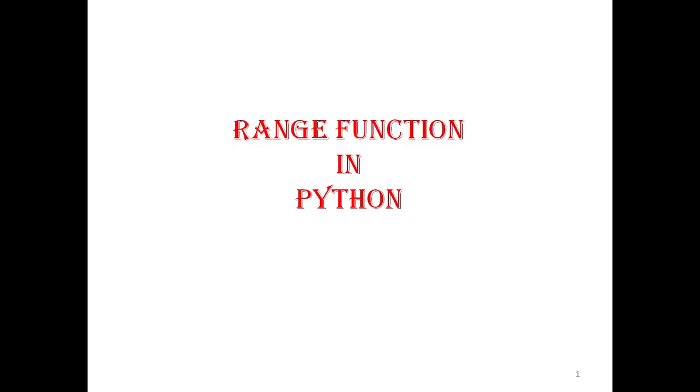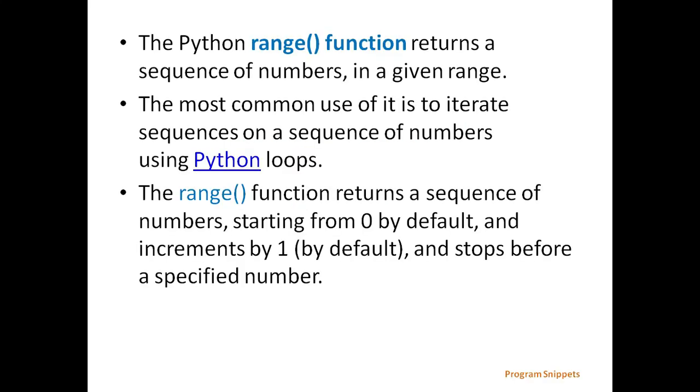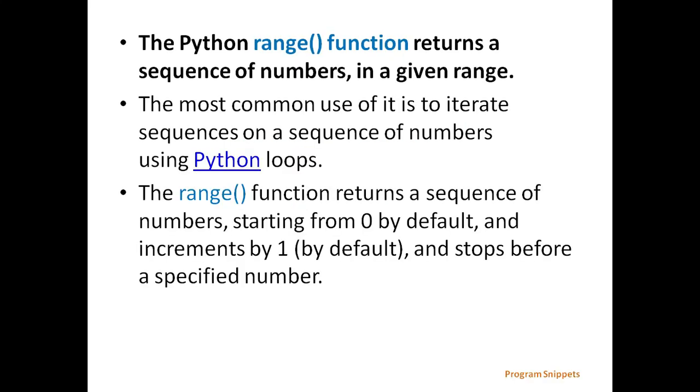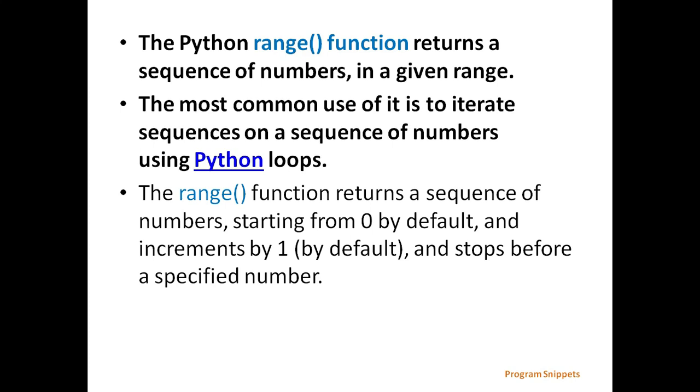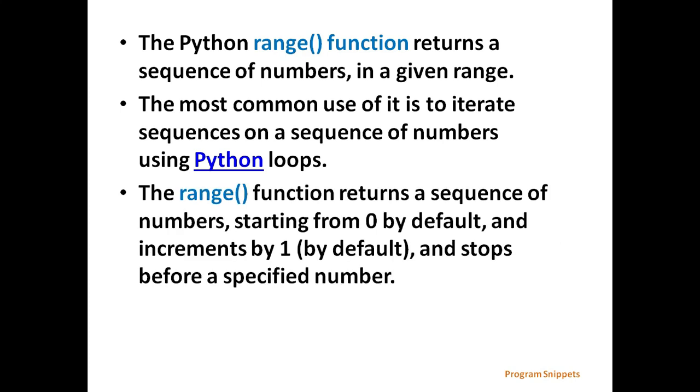Here we will see the range function in Python. The Python range function returns a sequence of numbers in a given range. The most common use of it is to iterate over a sequence of numbers using Python loops. The range function returns a sequence of numbers starting from 0 by default and increments by 1 by default, and stops before a specified number.